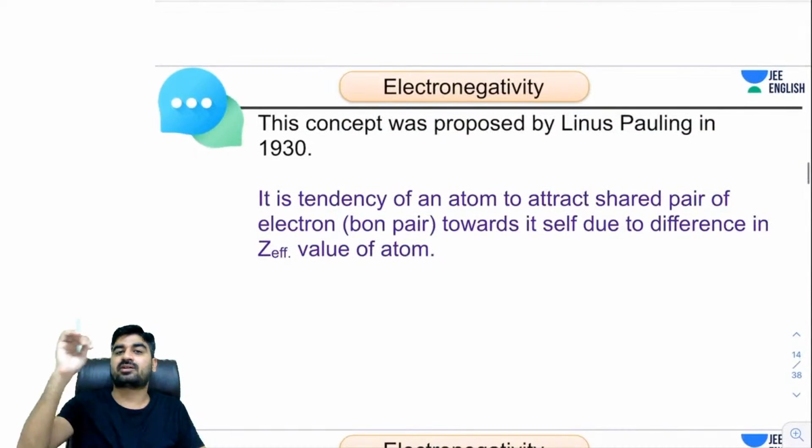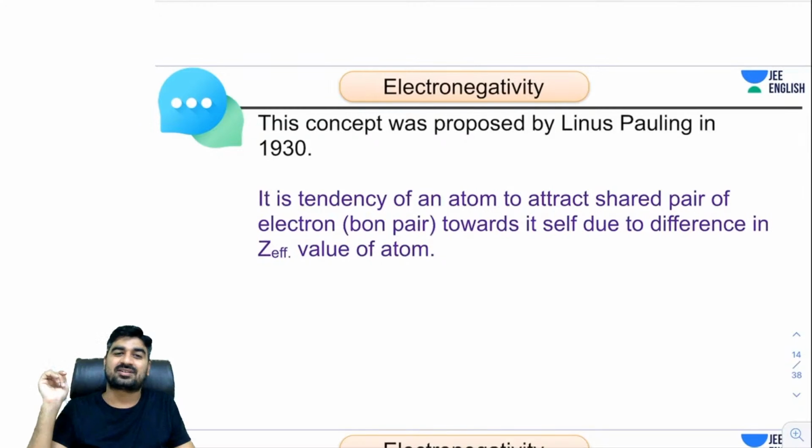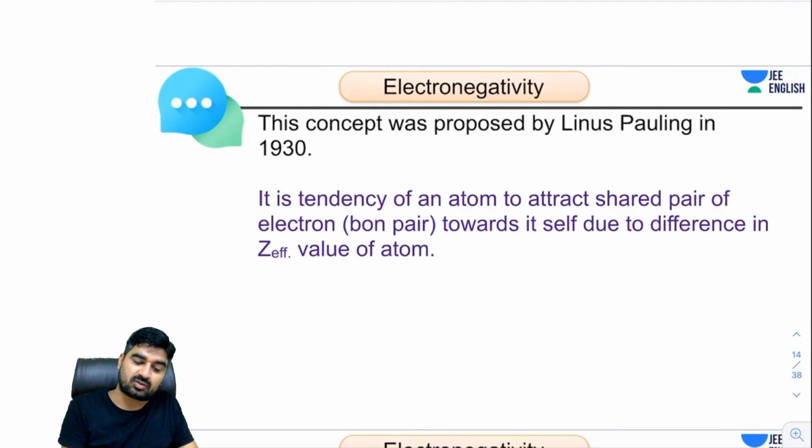So what is electronegativity? Now let's come to this point. Till this point I told you how to make a molecule, how electrons are shared, what is covalent bond, what is ionic bond. We have discussed everything, and now I'm going to tell you about electronegativity. This concept was proposed by Linus Pauling in 1930.